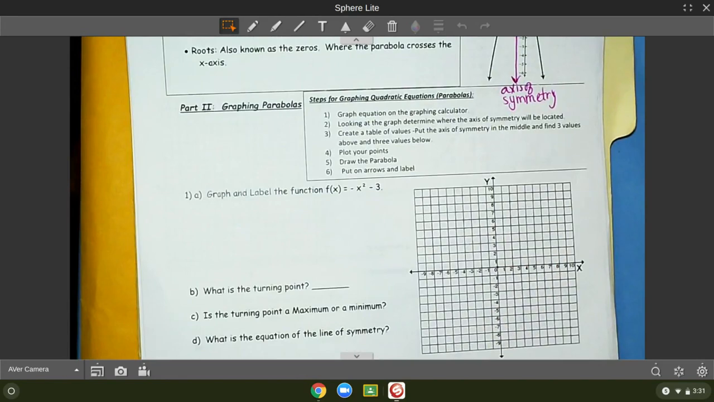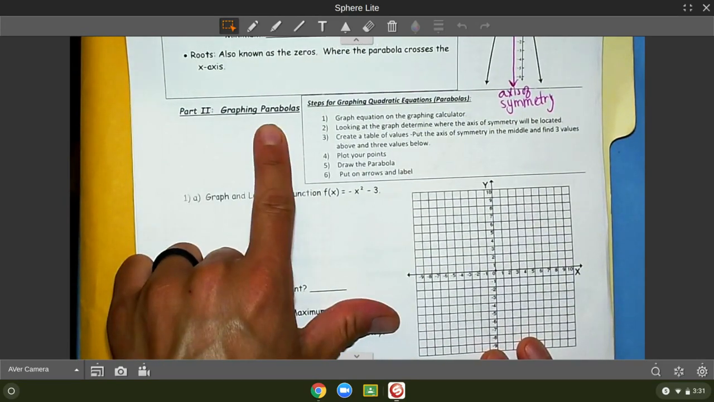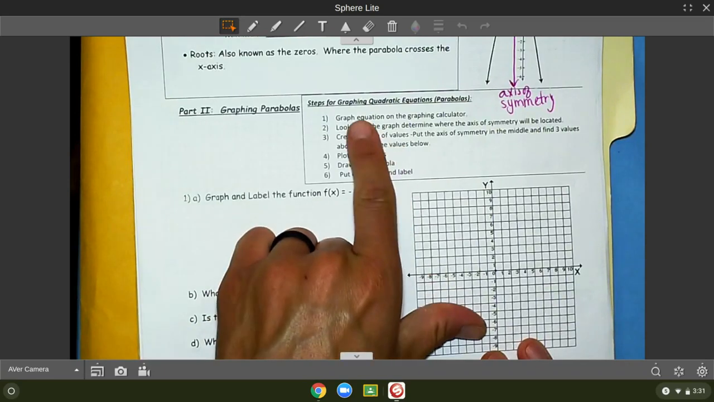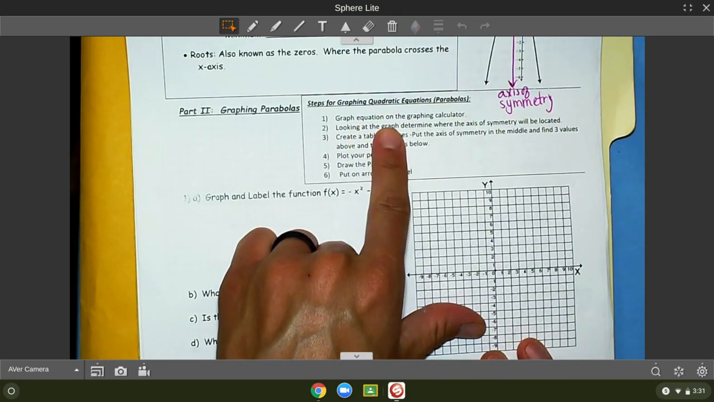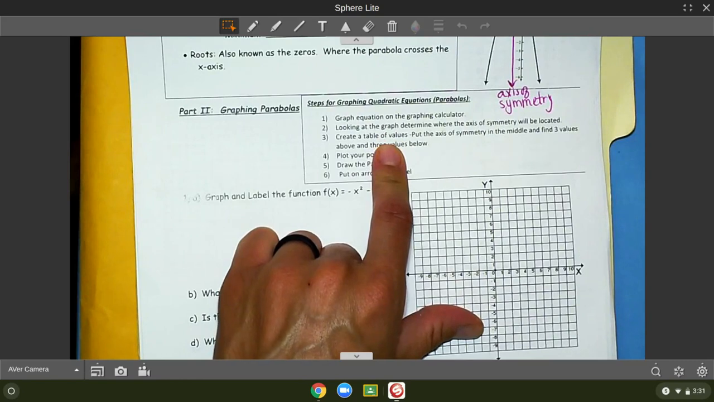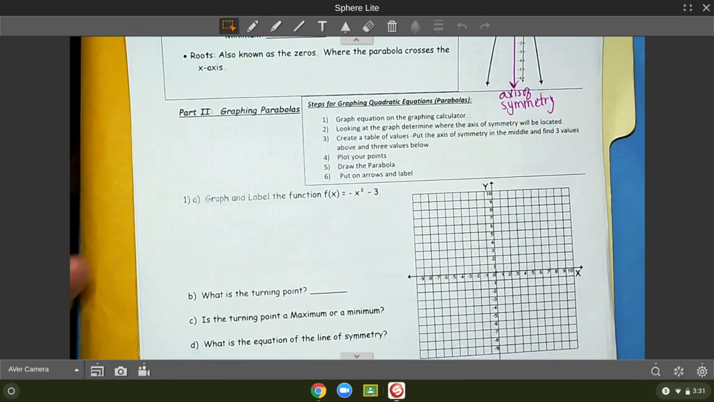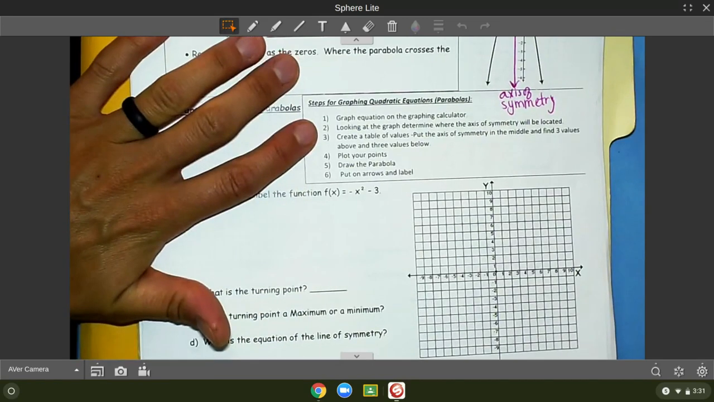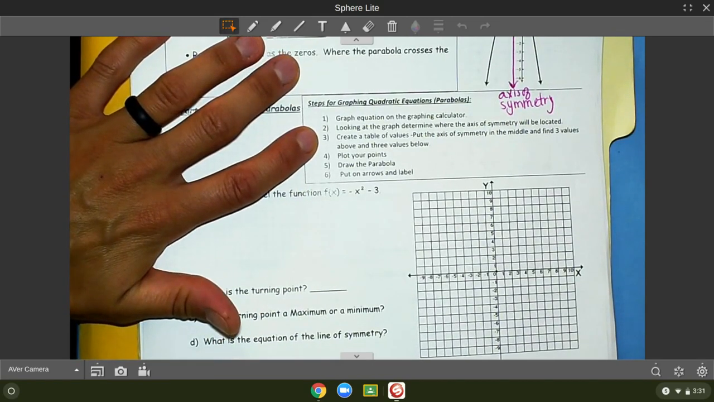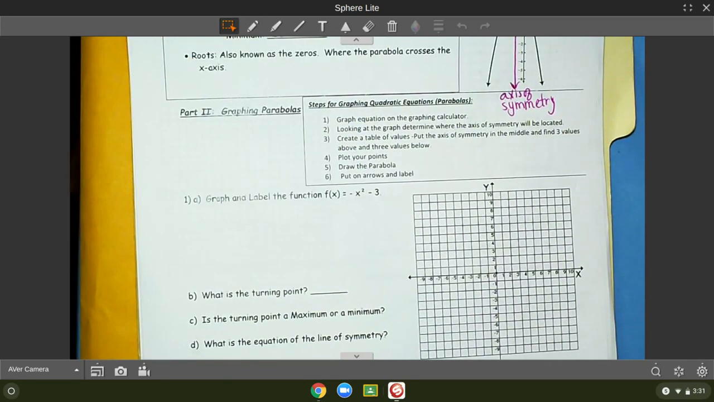Okay, so part 2, graphing your parabolas. Now, when you're graphing parabolas, here are going to be your steps. Step 1, graph the equation in your calculator. Look at the graph to determine where the axis of symmetry is located. Then we're going to create a table of values and put the axis of symmetry in the middle. We're going to do 3 values above and 3 values below. We're going to plot our points, draw our parabola, and then label.